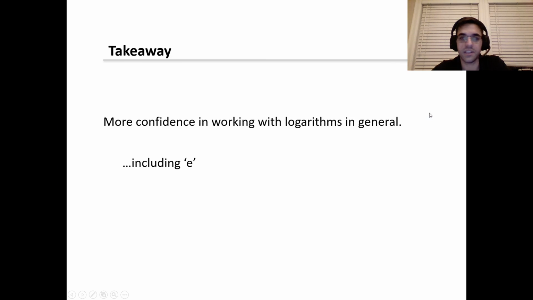So takeaways in this lesson, hopefully we have more confidence evaluating logarithms and more comfortable working with natural logs and e.